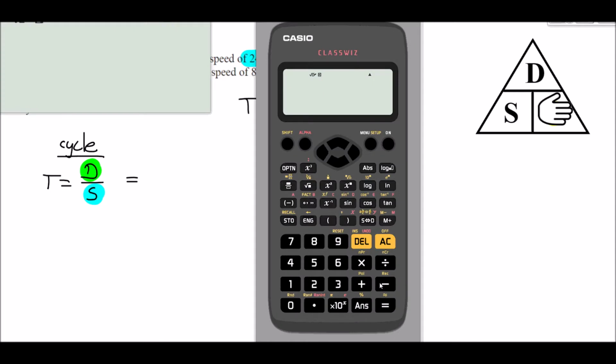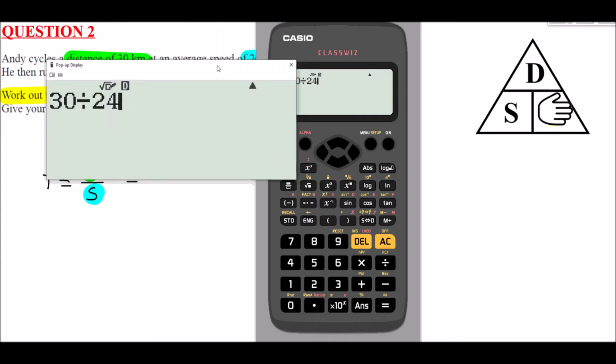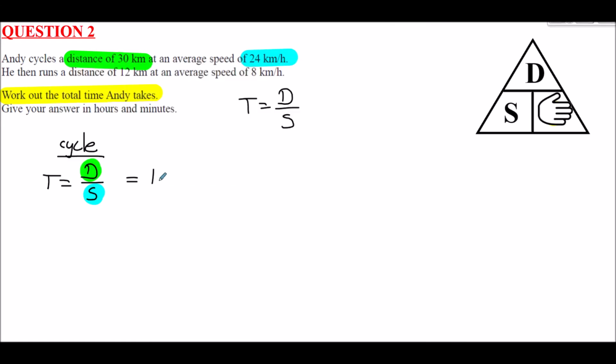So we just need to do here 30 divided by 24 and press equals 5/4 or 1.25. So that time, because our units were hours going in, hours are going to come out. So cycling was 1.25 hours.